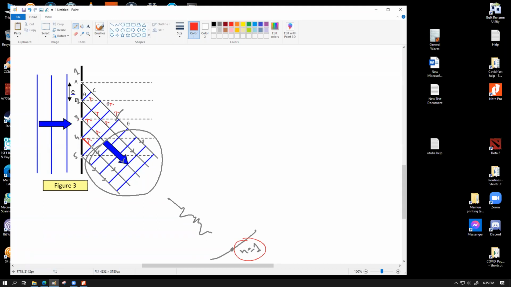So you can see that if I just try to give you a bit more idea, the path difference between source 5 and 4 is 1 lambda. Path difference between source 5 and 3 is 2 lambda. Path difference between source 5 and 2 is 3 lambda. Path difference between source 5 and 1 is 4 lambda. Here you can see 4 lambda. You see 1 lambda, 2 lambda, 3 lambda, and 4 lambda.